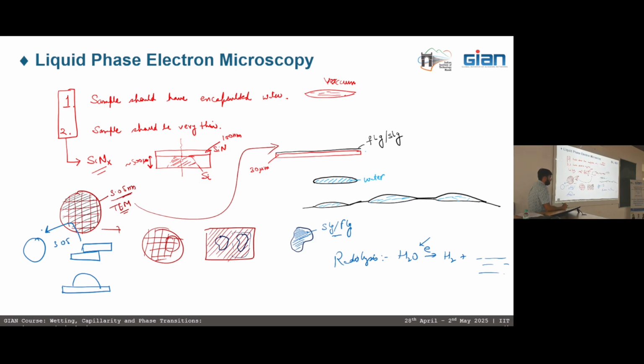But I have seen people who have made this in a clean room, and I've seen researchers who have made these cells in a normal lab without any clean room, and there's not much difference in the contamination levels. So that is one thing.